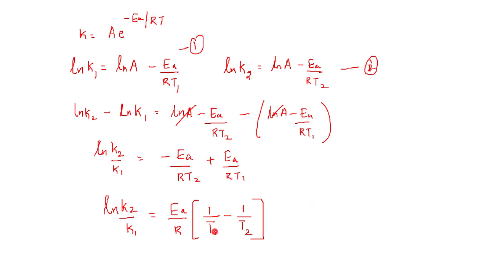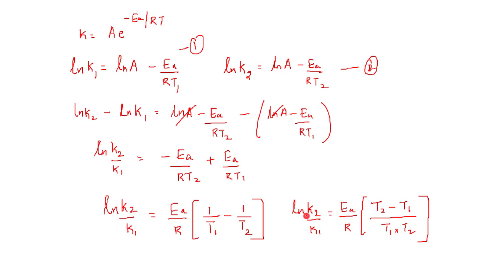Or if you take further simplification, you will be getting ln of K2 by K1 is equal to EA by R into T2 minus T1 divided by T1 into T2. This is the relationship for activation energy of a reaction at two different temperatures, right?